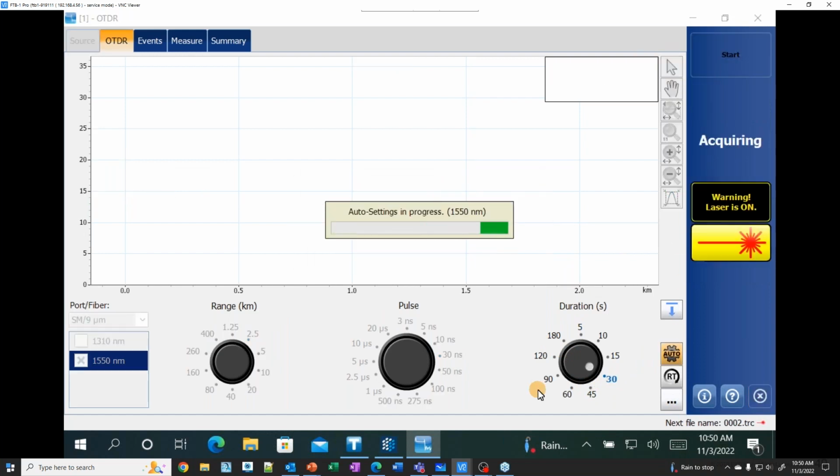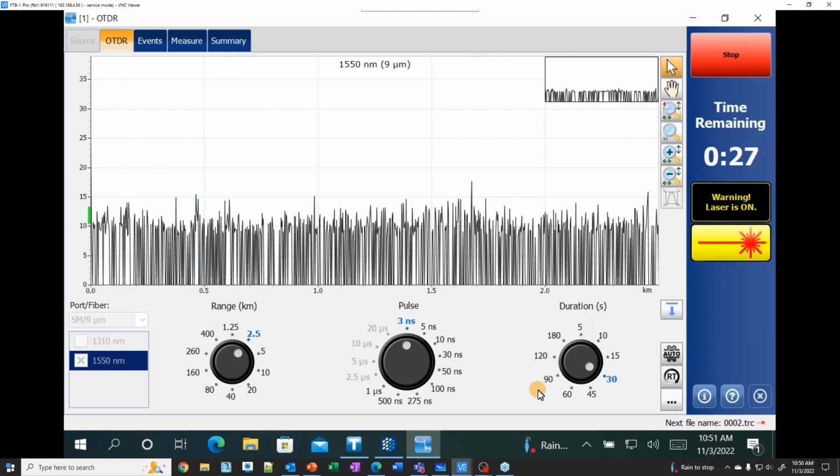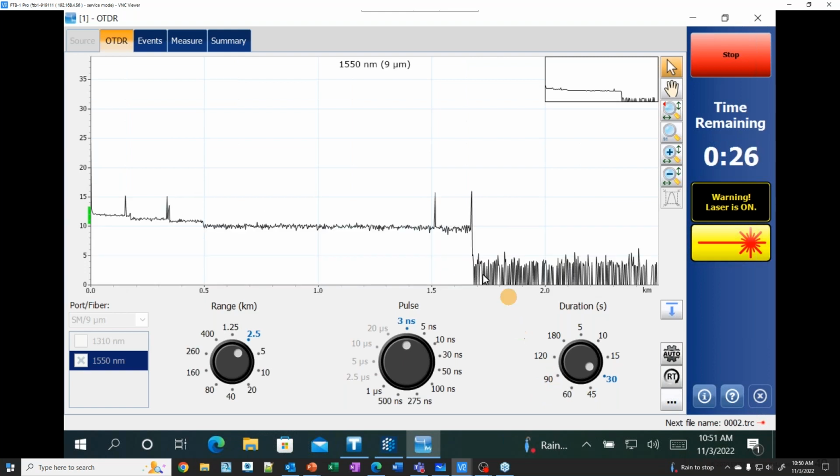This is where the pulse width and duration go hand in hand, is you need to be able to optimize that. And so as you notice here, I'm at 3 nanoseconds. So it's saying in 30 seconds it can get away with a 3 nanosecond pulse, which is really, really good. But if you notice over time, it's starting to get better and better.